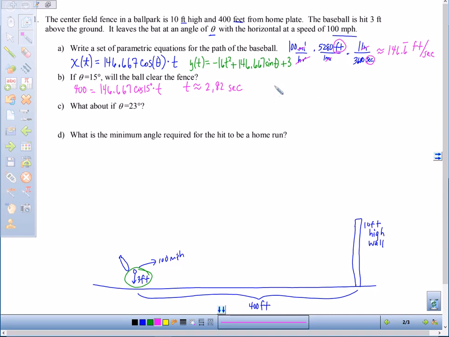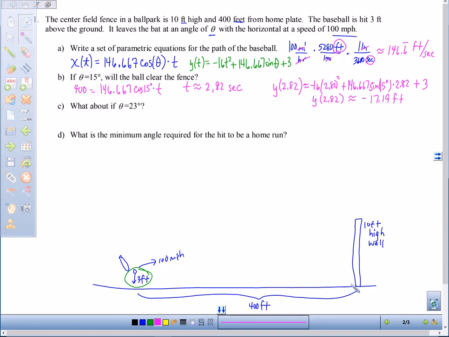Now we can figure out the height by plugging that 2.82 into the height equation. So it would go in here: negative 16 times 2.82 squared, plus the 146.667 sine of 15, close your parentheses right here, times the 2.82, and then plus 3. And so what we're going to find is that 2.8 seconds later, our ball would be at negative 17.19 feet.